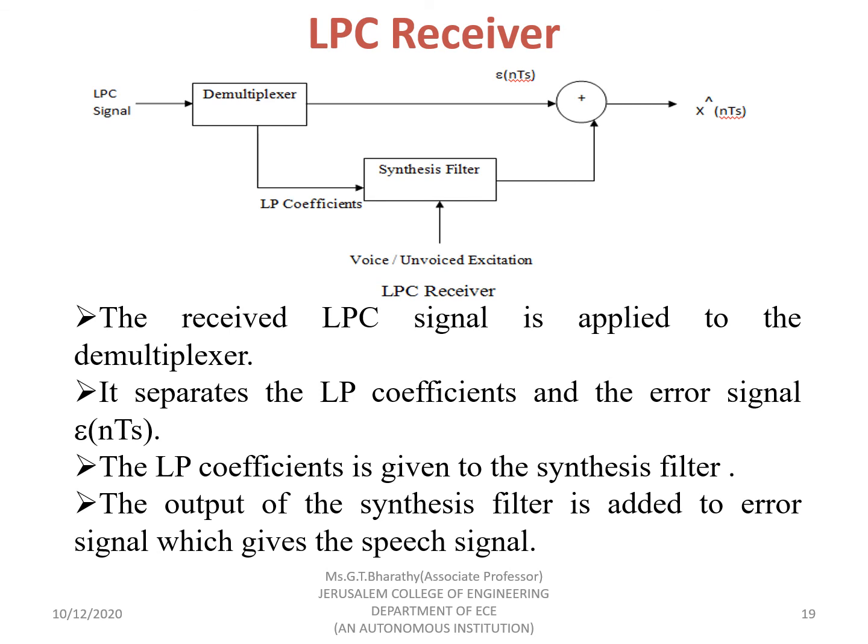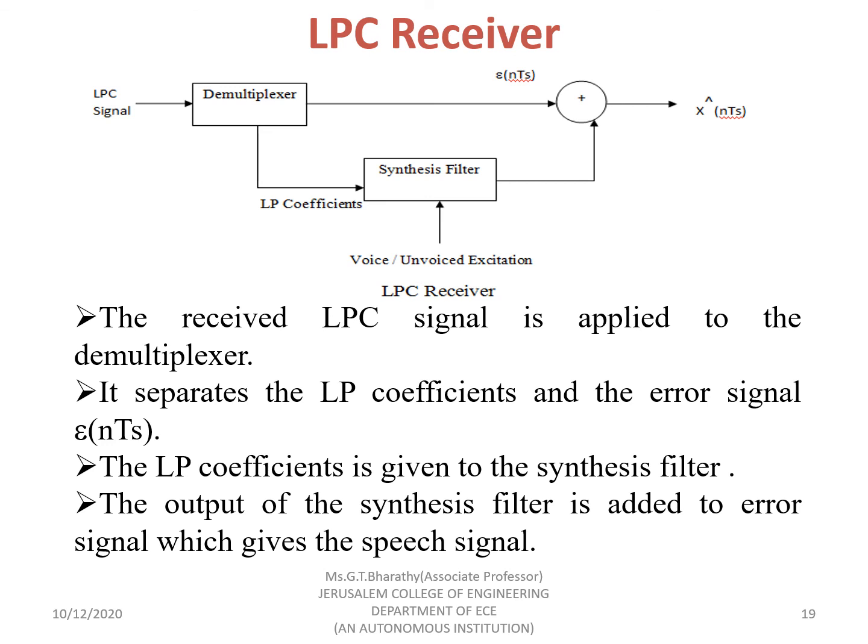Finally, we will see the receiver block diagram of LPC. The LPC signal is first given to the demultiplexer. In the previous slide, we saw that the final LPC signal was a multiplexed output of the LP coefficients and the error signal. So now when we send the LPC signal to the demultiplexer, the error signal and the LP coefficients get separated. The LP coefficients are given to the synthesis filter, which will generate the speech. Error is added to it to get the final output.